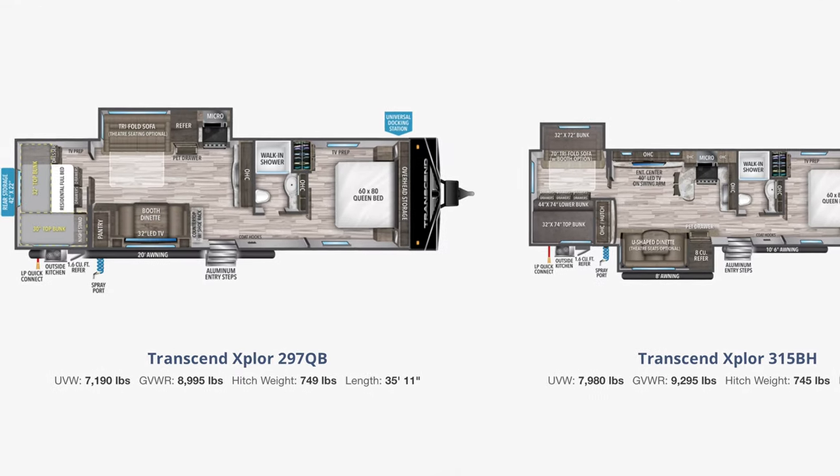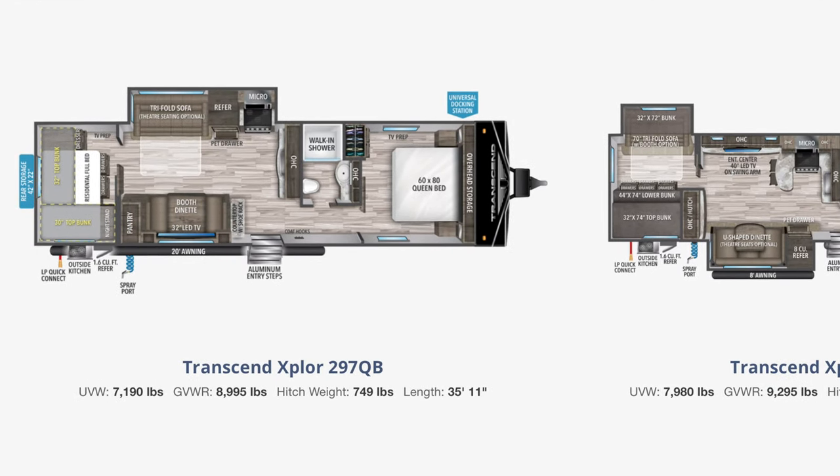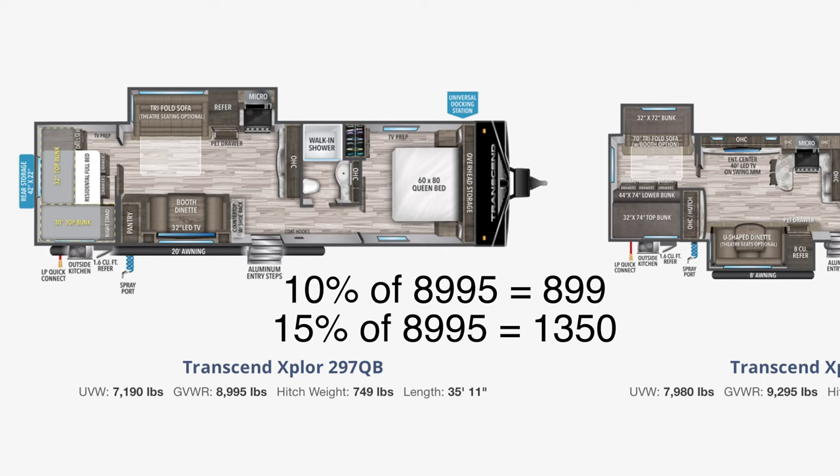Let's go back to the Grand Design website and look at the Transcend Explorer 297QB, which has an unloaded weight of 7,190 pounds and an unloaded hitch weight of 749 pounds. Its maximum loaded weight is 8,995 pounds, and using the 10 to 15% estimate, the max loaded hitch weight would be somewhere between about 900 and 1,350 pounds.